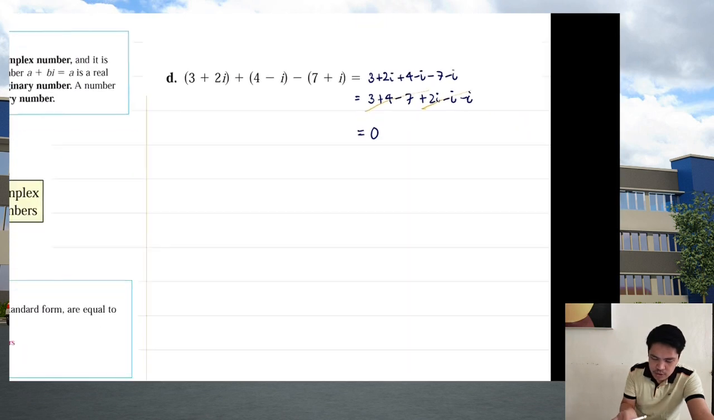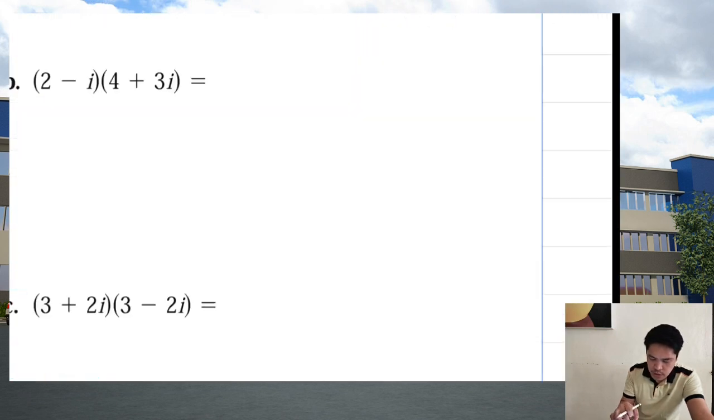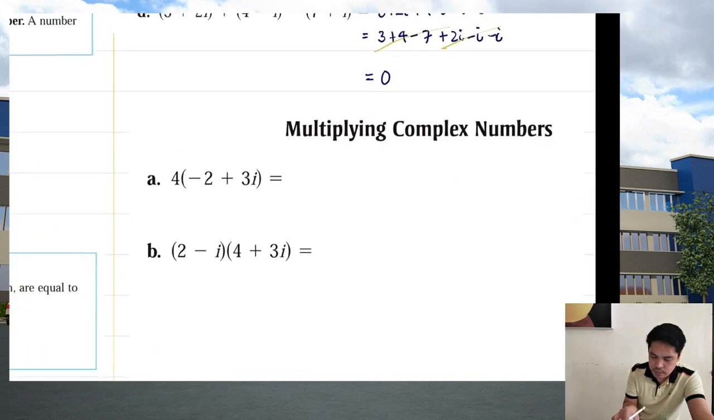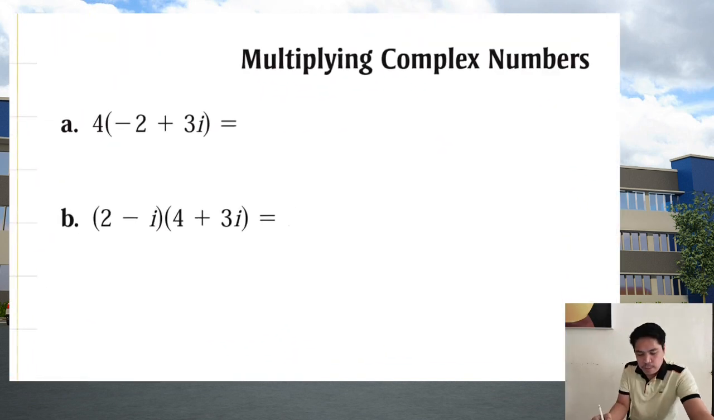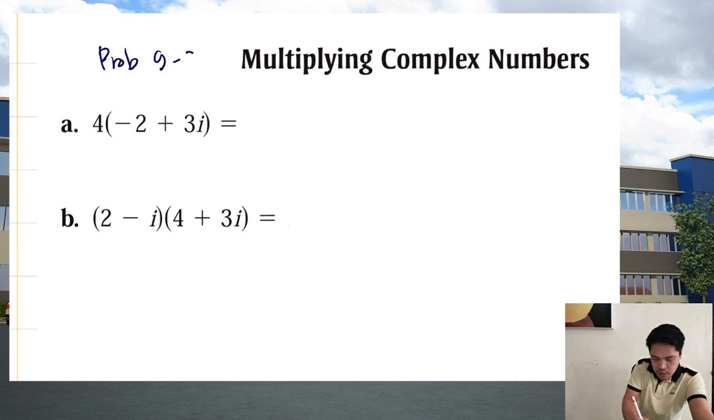Let's now proceed to our next example. Let's try this one. Okay, so let's name this problem 9-2, multiplying complex numbers. For letter A, we have this. How do we multiply complex numbers? It's easy too. If we have two sets of complex numbers, each having a real and imaginary part, we just treat it the same as polynomials, or when we are multiplying binomials.